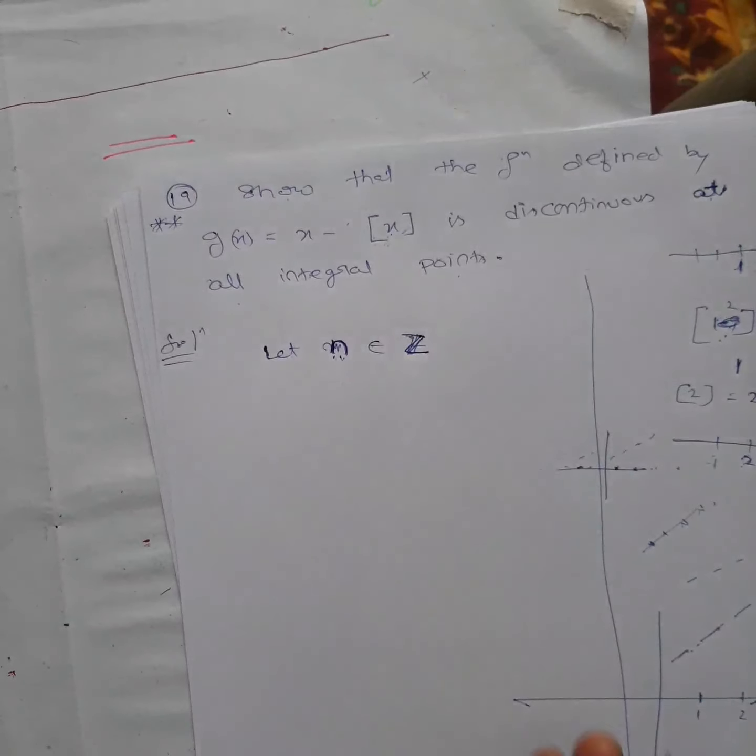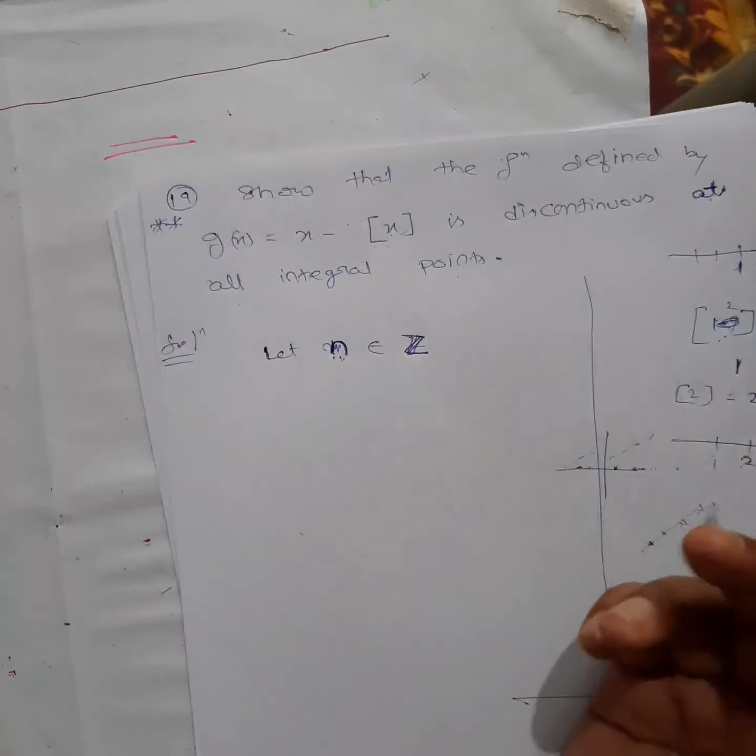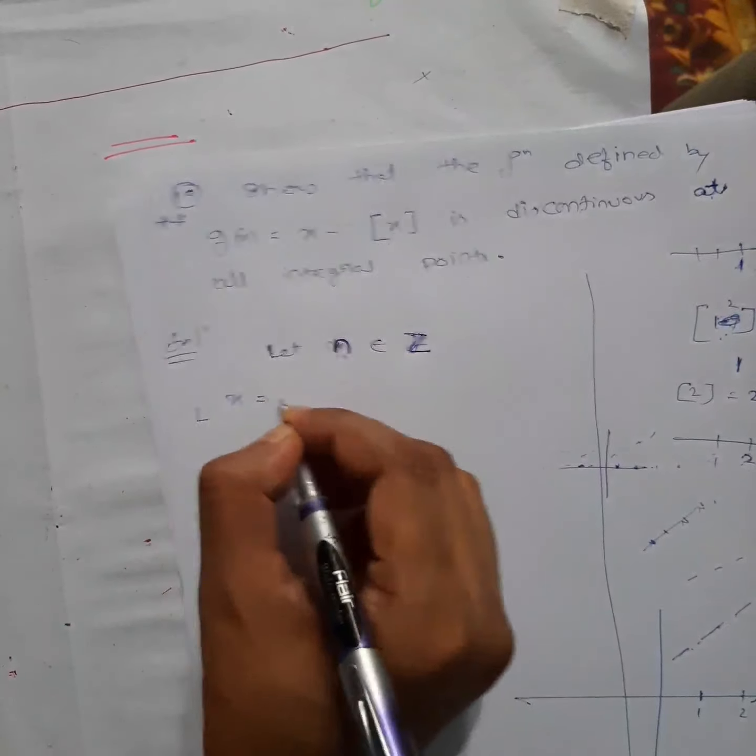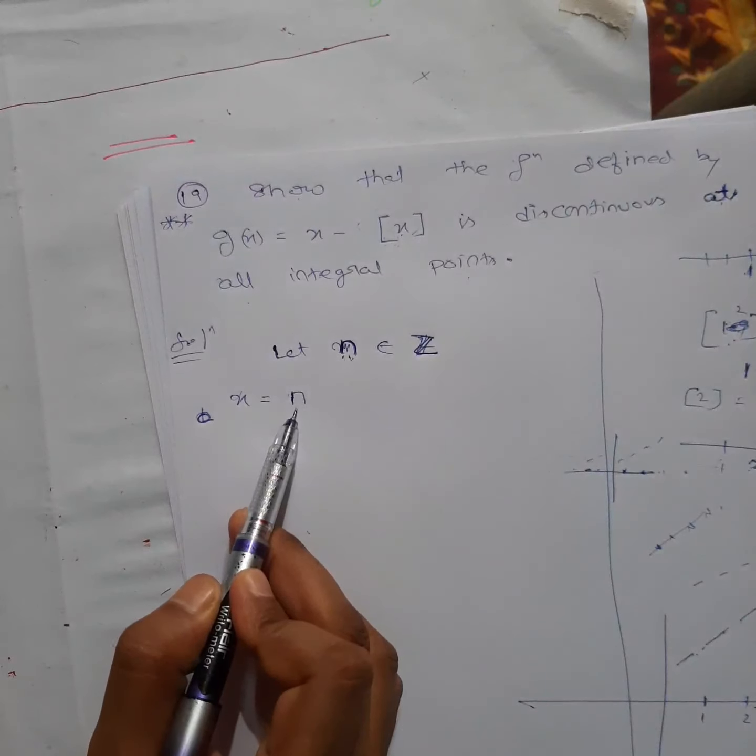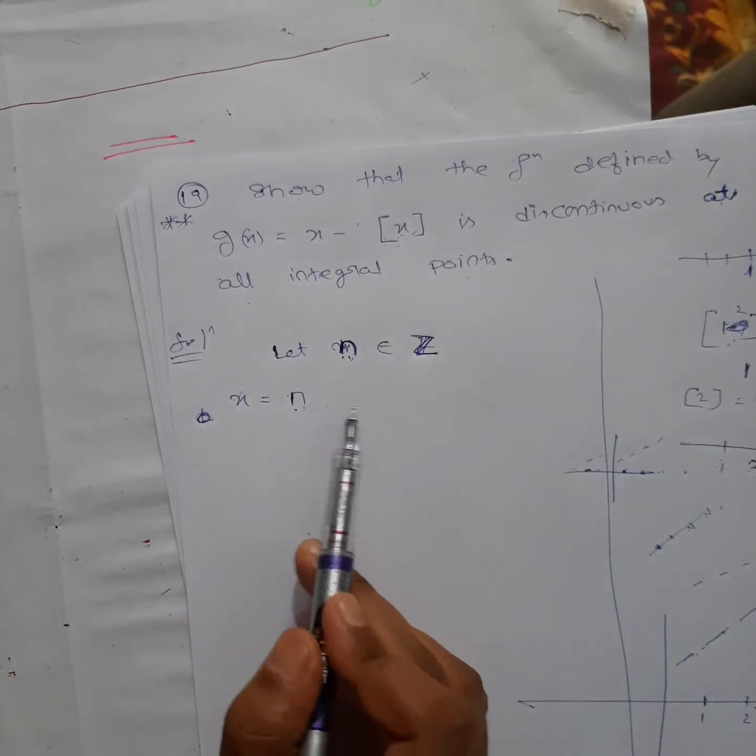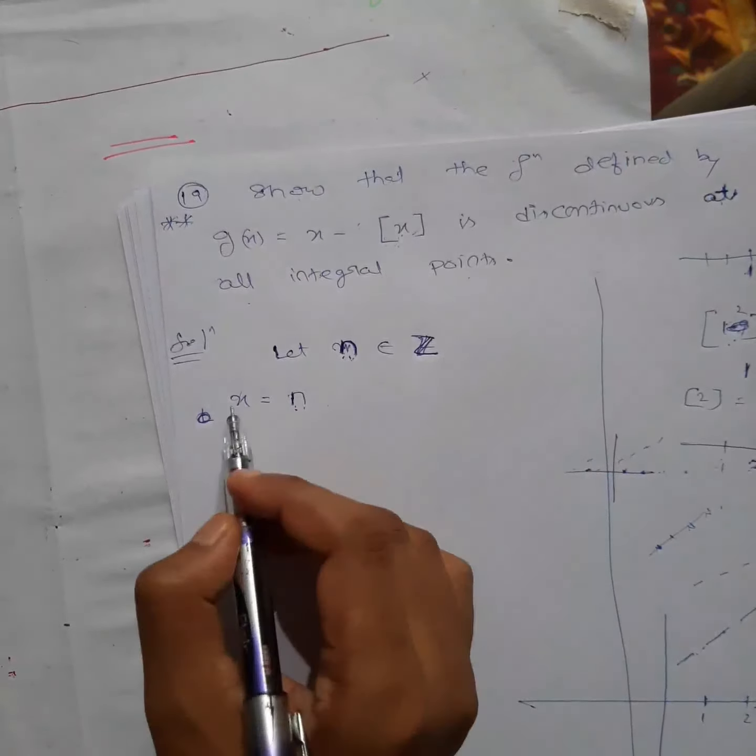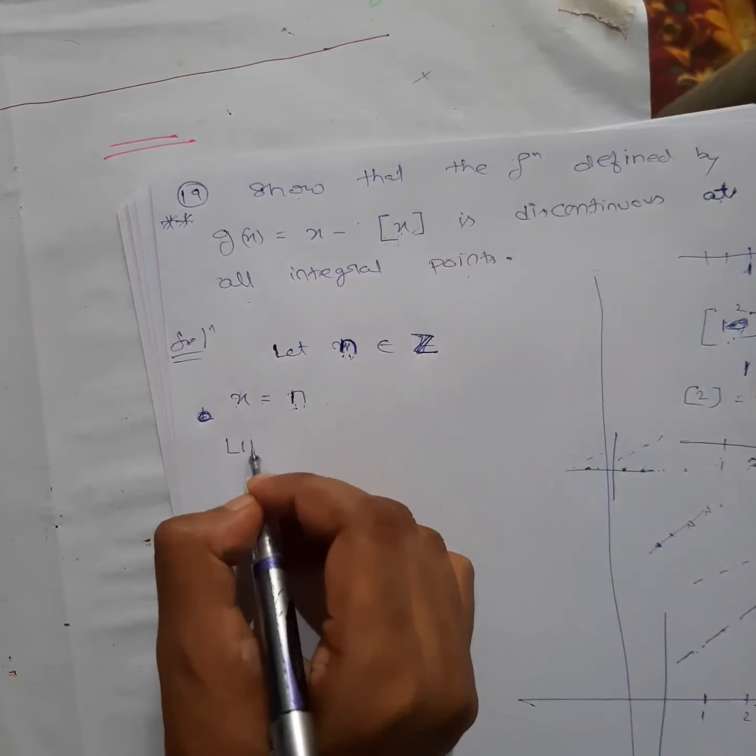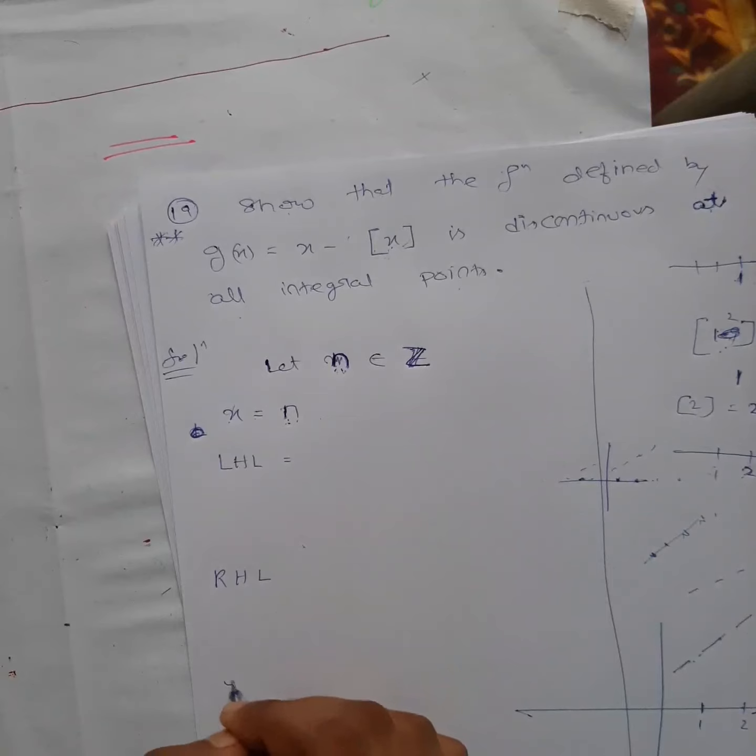Now how will I show that the graph breaks? Simple: we will find the left hand limit, the right hand limit, and f of n, and show that they are not equal. So at x equal to n, remember I'm taking a general n, which can be any integer, 1 or 2 or 3 or 4 or 5. So for all integers I have shown it at once. Let's find the left hand limit, the right hand limit, and f of n for this.